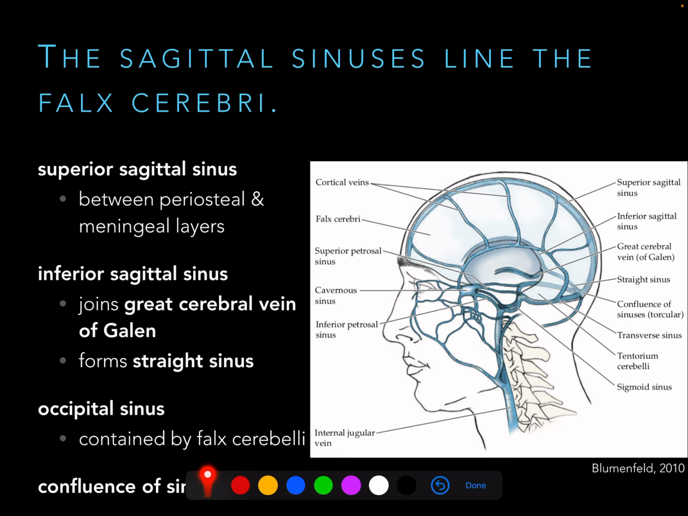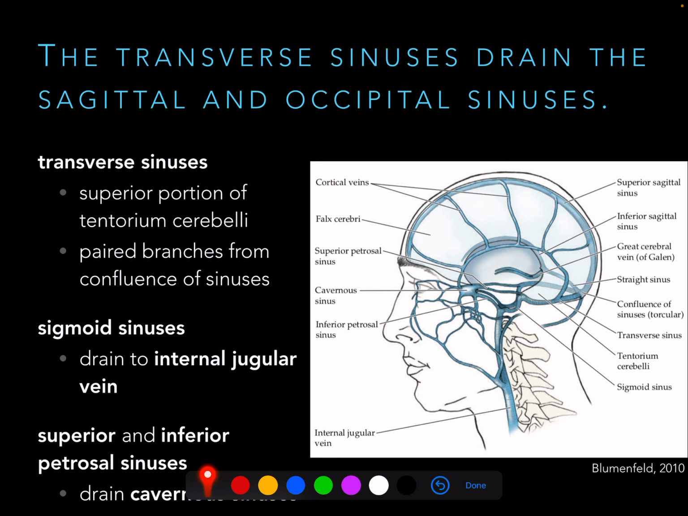Now at the confluence of sinuses, we see a number of sinuses coming together. The occipital sinus here, the superior sagittal sinus, the straight sinus, and then the transverse sinuses, which run around the top of the cerebellum. The occipital sinus runs between the two hemispheres of the cerebellum. Those transverse sinuses then meet up with the sigmoid sinuses, and finally we hit the internal jugular, and we can drain the blood out of the brain.